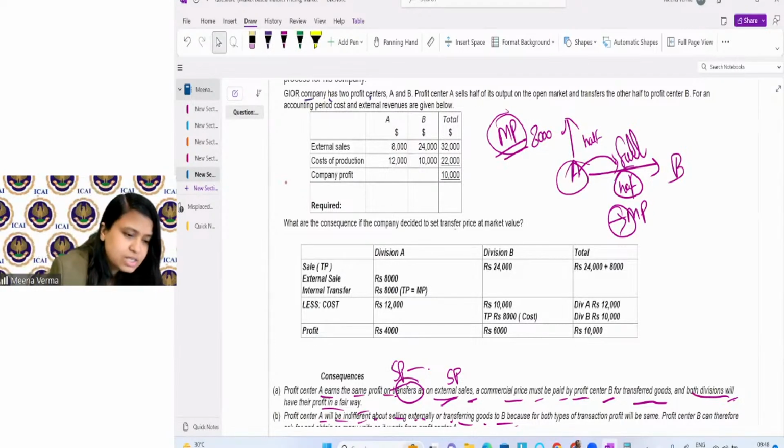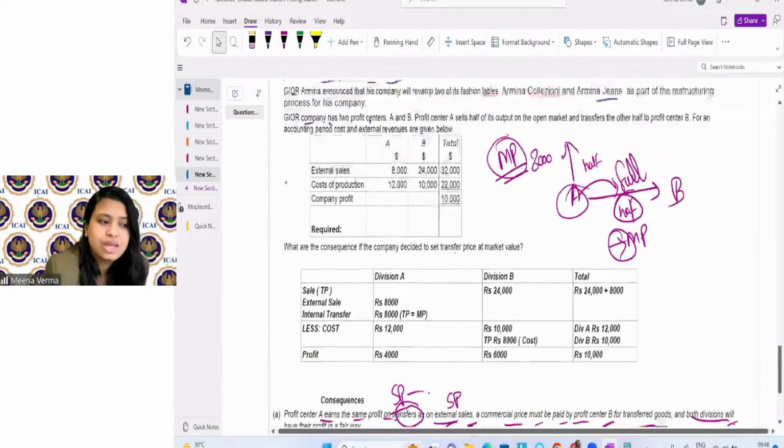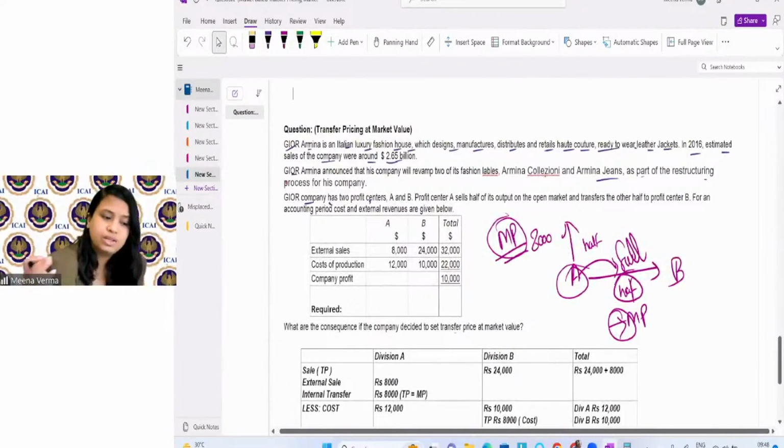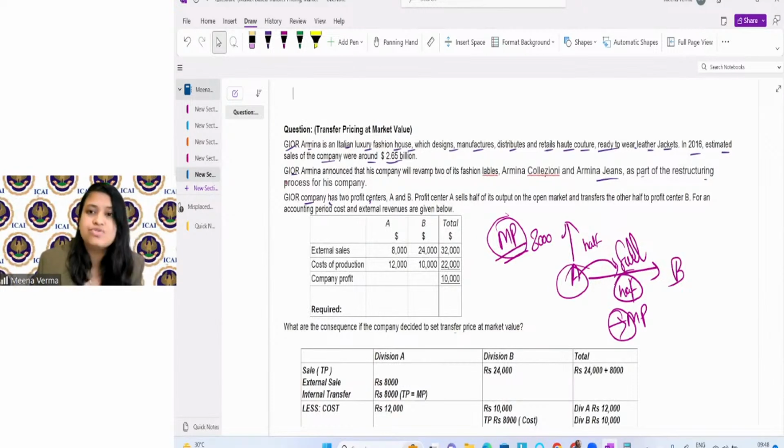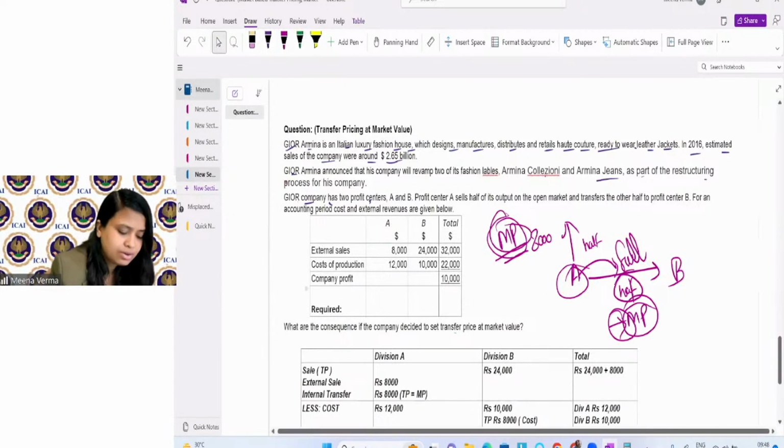Yes, they have written that the division A manager is indifferent whether the complete unit is transferred internally or half of the units are transferred, whatever the number of units you are transferring internally, because he is recovering the market price, right? He is recovering the market price. This is what they have written. Okay.